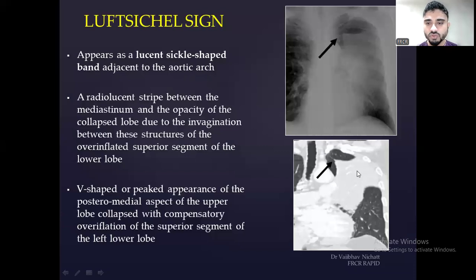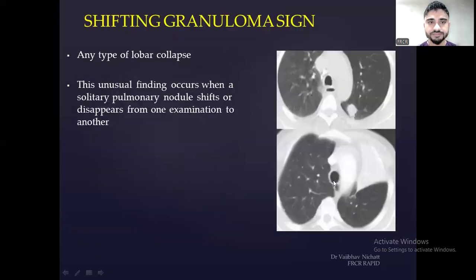Okay, so on the radiograph, we can see on the CT scan this is how Luftschild sign will look like. This is the collapsed left upper lobe, and this is the overinflated superior segment of the left lower lobe. This is also seen as a V-shaped or peaked appearance of the posteromedial aspect of the upper lobe collapse with compensatory overinflation of the superior segment of the left lower lobe that we discussed.